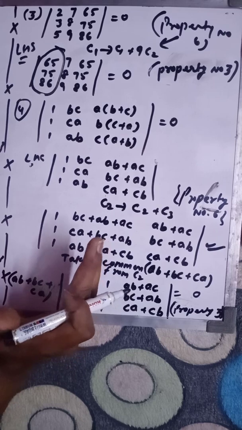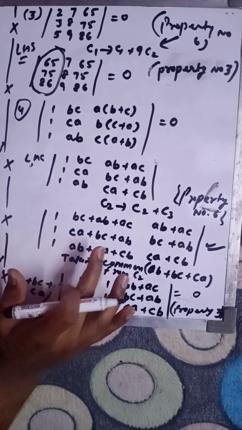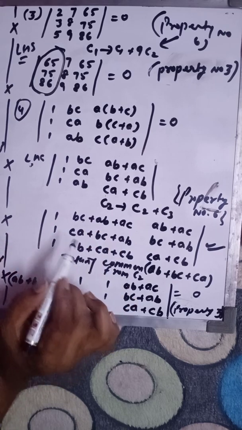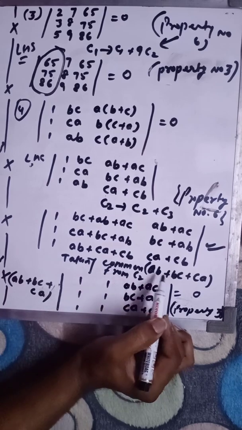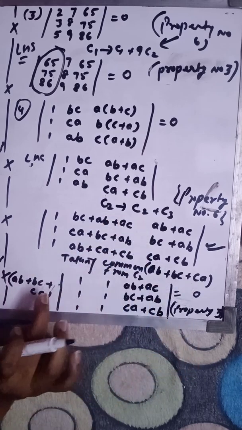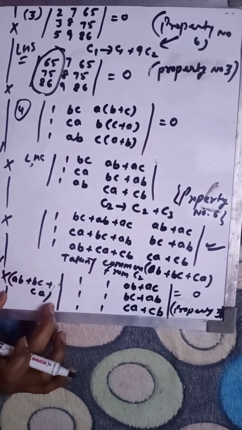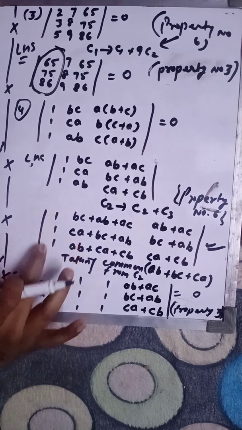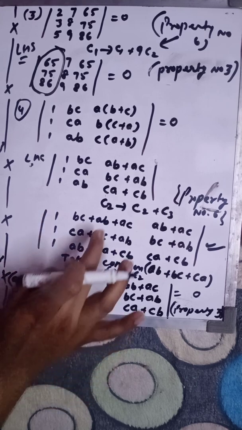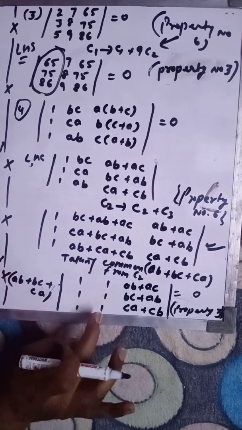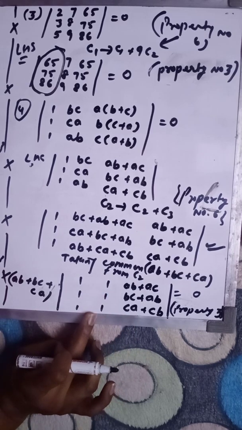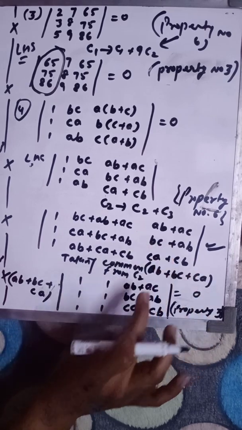And when these terms come, you can take them common. Taking AB plus BC plus CA common from C2, this common is what I am writing here. This 1 1 1 you have to copy, and in place of this you will get 1 1 1 again when you take common from column C2. And your third column will remain the same.